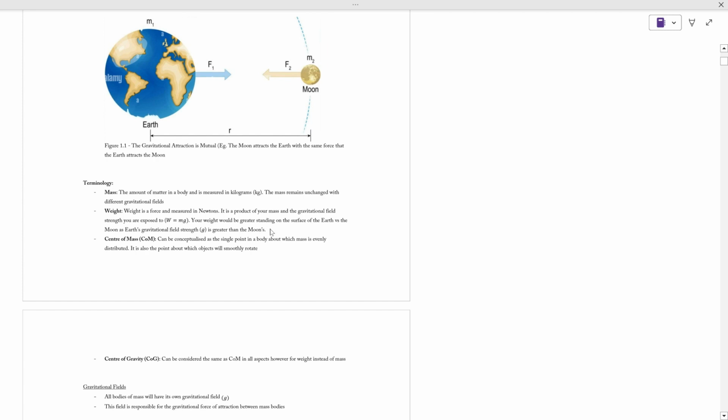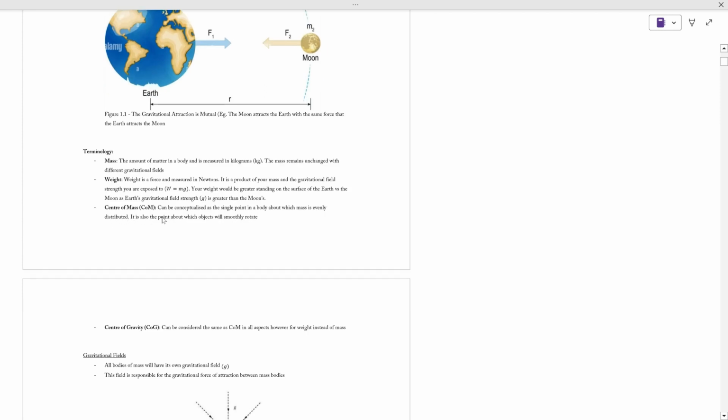Your weight would be greater standing on the surface of the Earth versus the moon, as Earth's gravitational field strength, g, is greater than the moon's. So just reiterating, the difference between mass and weight is mass is always going to be the same, no matter what surface you're on. Weight is basically the mass multiplied by the gravitational field or acceleration that you're feeling wherever you're standing. And weight is measured in newtons because it's a force.